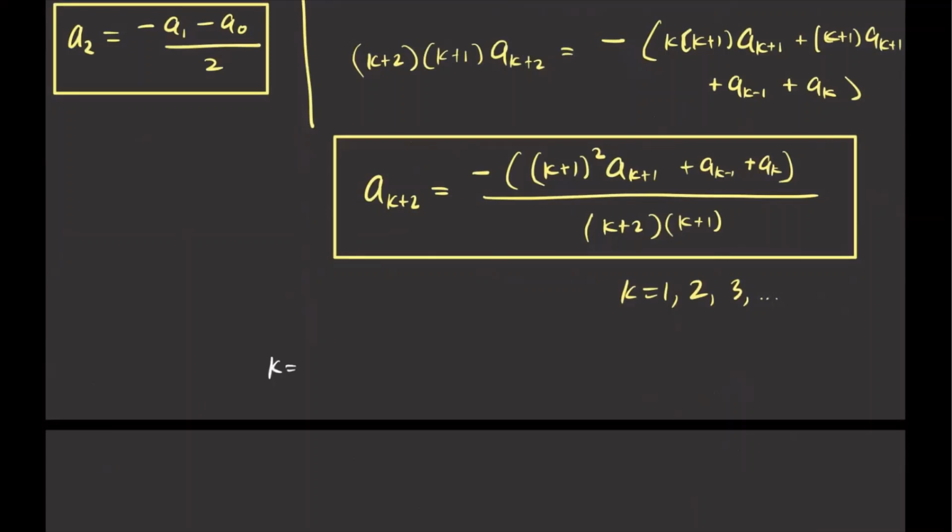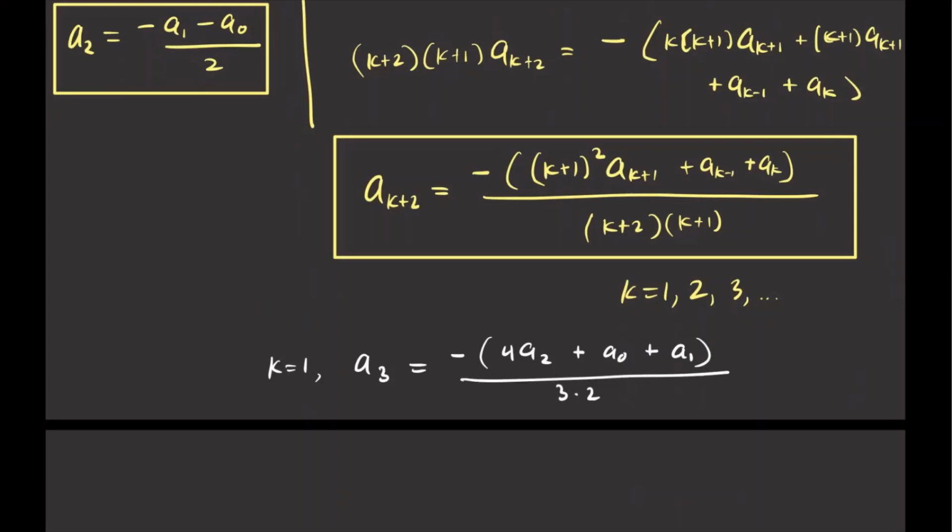So if k is equal to 1, I can find a sub 3. So that would be negative. k is 1, so this is 2 squared, that's 4, 4 a sub 2, plus k is 1, so this would be a sub 0 plus a sub 1, all over 3 times 2.